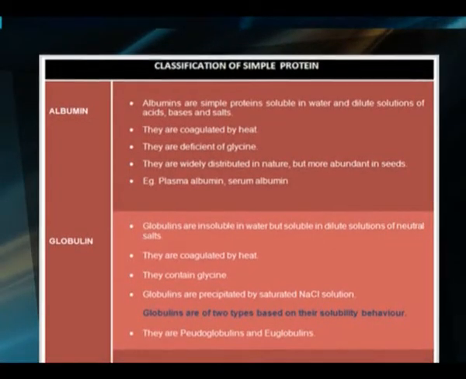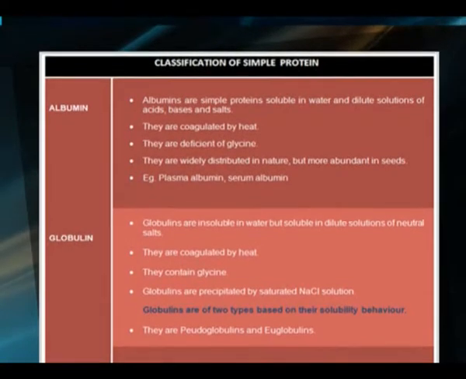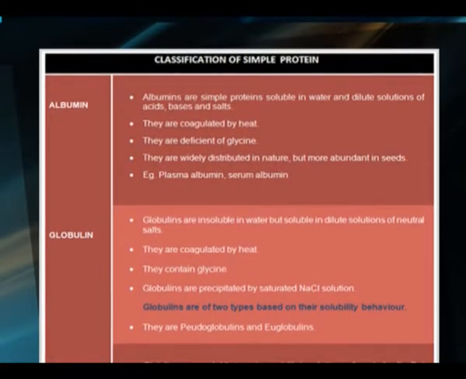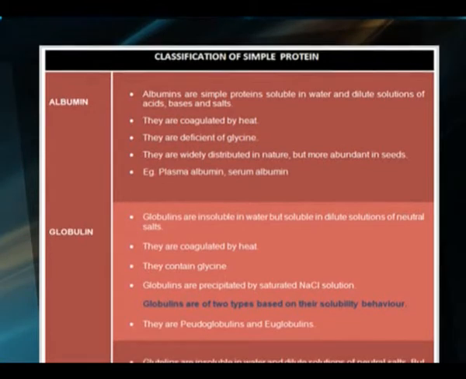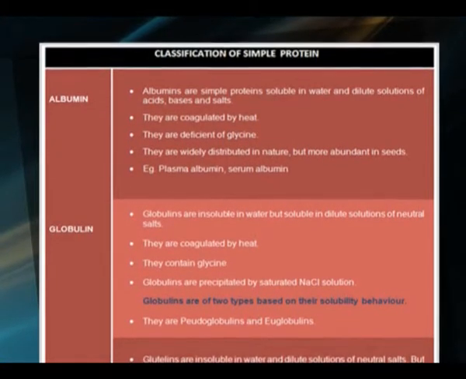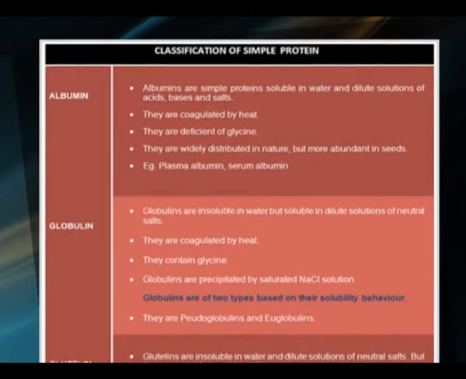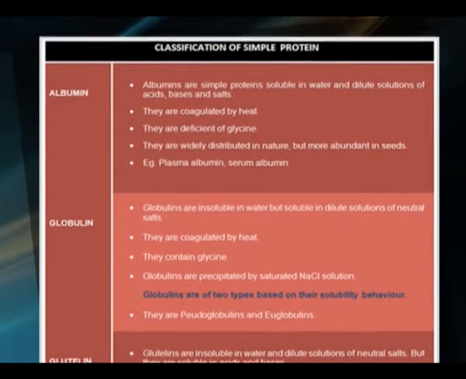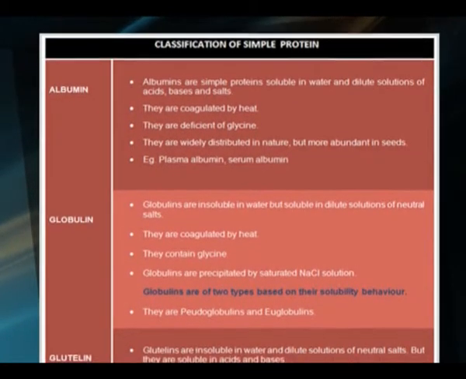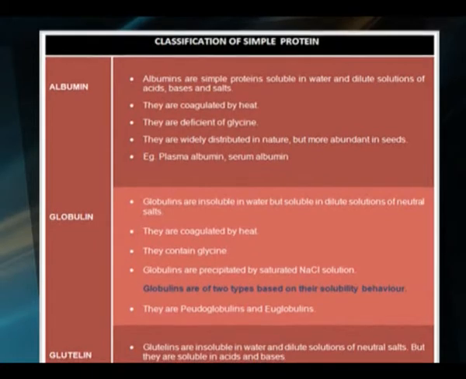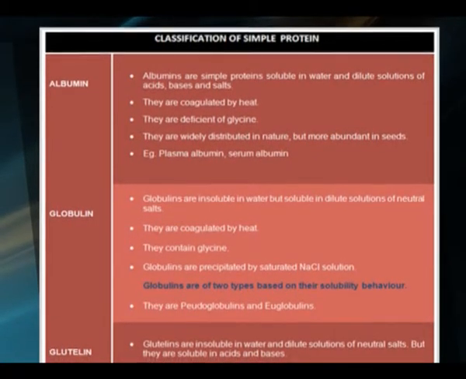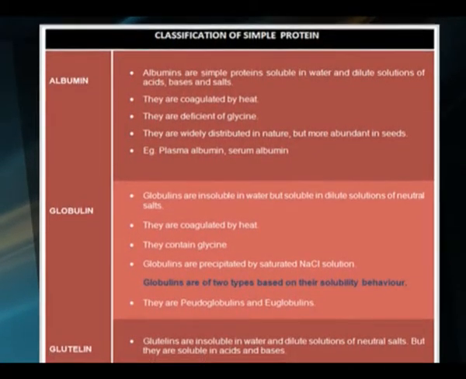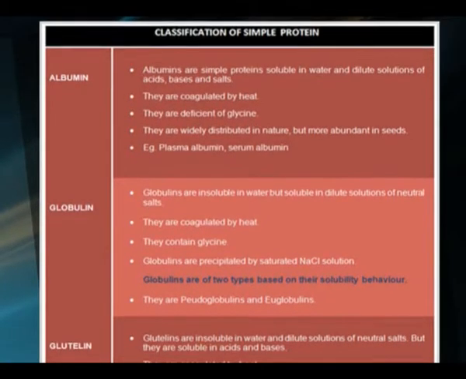Albumin. Albumins are simple proteins soluble in water and dilute solutions of acids, bases and salts and are coagulated by heat. They are deficient of glycine and are widely distributed in nature, but more abundant in seeds. Example: plasma albumin and serum albumin.